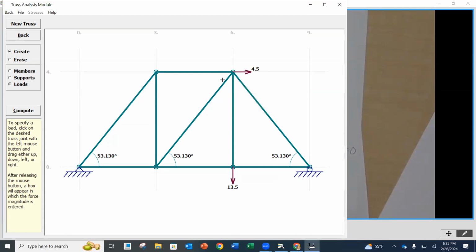So now that I have all my information in here, if I wanted to erase, I could do that very same thing. Hit Erase, go over the top of it, and it would go away, and then I can put it back in. Now, once I have everything the way it's supposed to be here, I hit Compute.